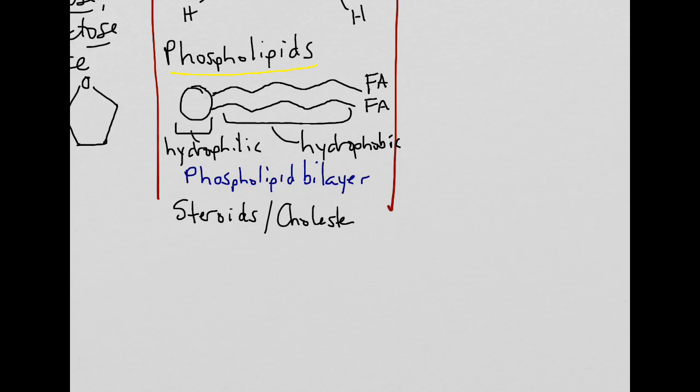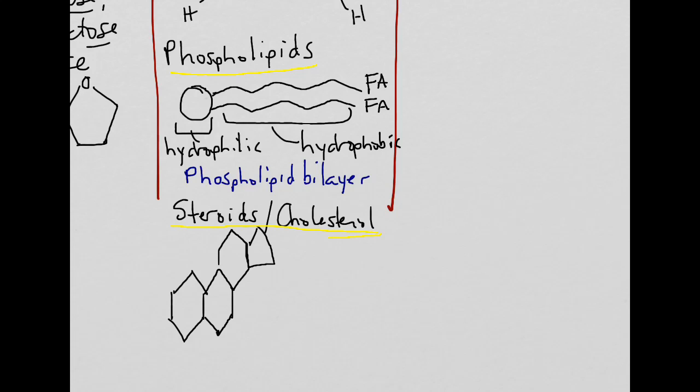Steroids / cholesterol. Okay, remember, cholesterol, I don't expect you to be able to draw cholesterol, but it looks like this. It's got 4 rings. Like that. And there are side groups off of these rings. So it looks different than the other lipids. There's no fatty acid tails here.